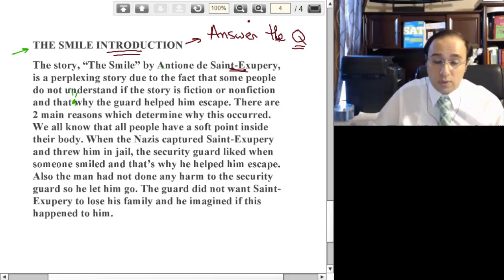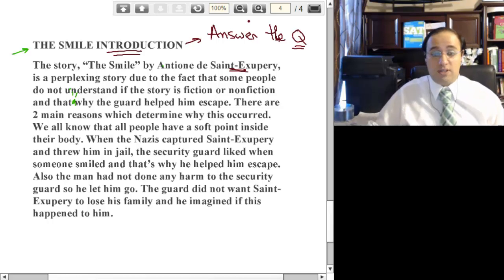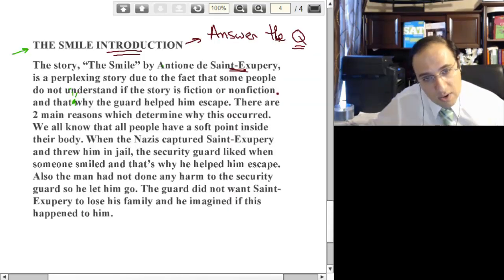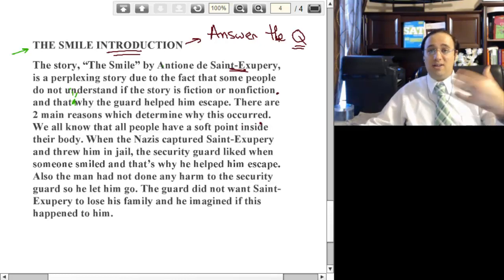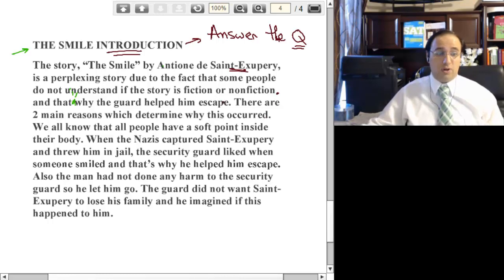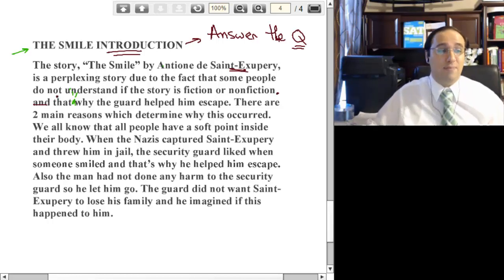However, let's analyze it really quickly and see if there are any grammar mistakes, for example. The story The Smile by Antoine Saint-Exupéry is a perplexing story due to the fact that some people do not understand if the story is fiction or non-fiction. You can put a period right here. You don't need to say "and that's why" and add in another sentence. You're just wasting time here and it looks really long. Now, I can start a new sentence and say, this debacle, this problem, this confusion, this ambiguity, the perplexing thing that you were talking about is why the guard helped him escape.